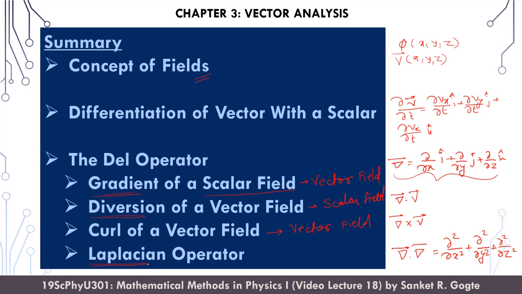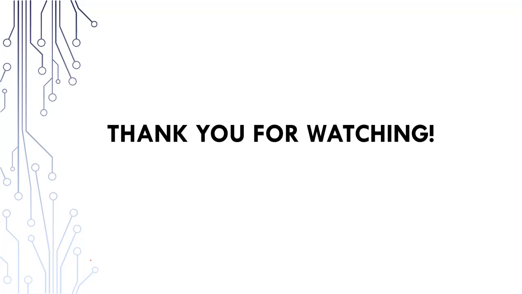In the rest of the chapter, we will focus on the physical interpretation of these three operations: gradient of a scalar field, divergence of a vector field and curl of a vector field. In the immediate next lecture, we will start discussing the physical interpretation of the gradient of a scalar field.